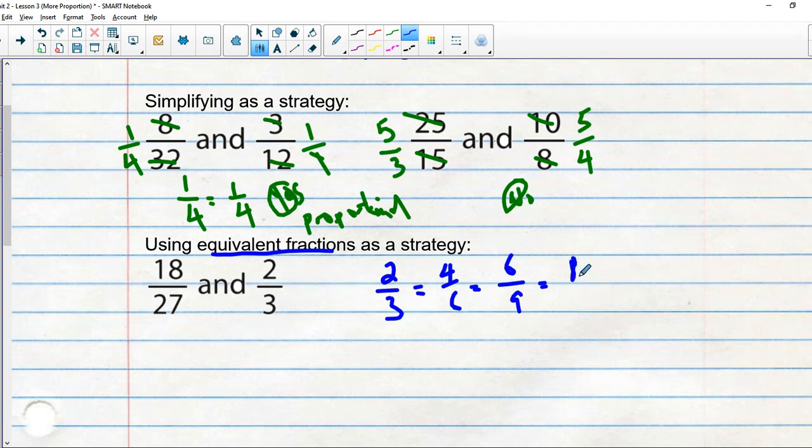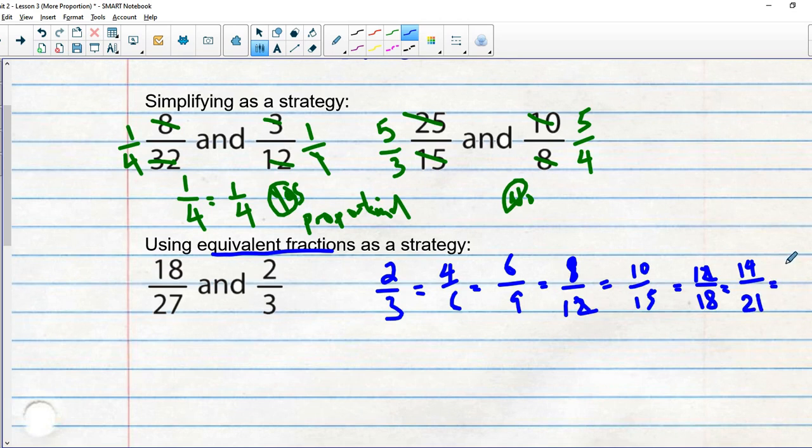If you do that to the top and bottom by 4, what would you get? Yep, 8/12. And if you do it by 5, what would you get? Yeah, 10/15. And if you do it by 6, what would you get? Yep, 12 over 18. And then if I continue with 7, what would I get? 7 times 2 is 14. 7 times 3 is 21. All right, let's continue.